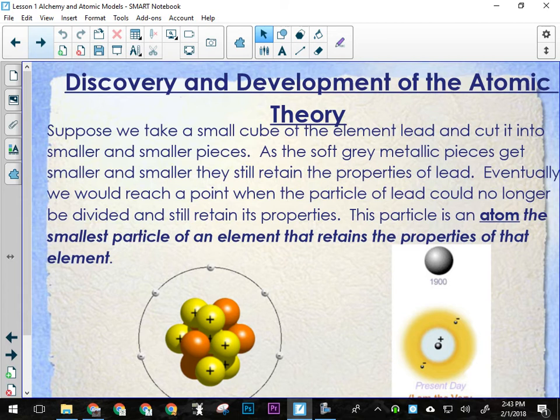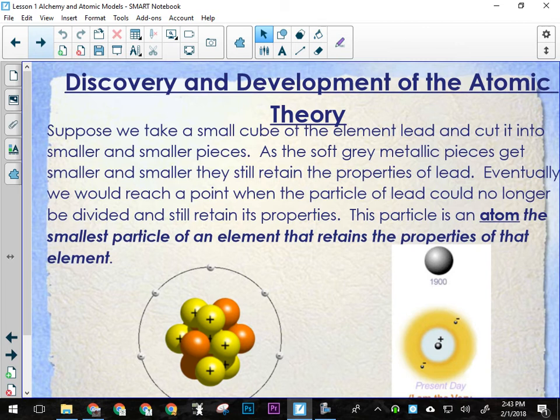If I kept cutting that, let's say I had a knife that could actually cut down to the point where I had single atoms, all those lead atoms would be the same, or essentially the same, and they would have all the same properties as a result. So an atom is the smallest unit of matter that still retains all the properties of that element. If I go any smaller than that, then I alter the atom and I change what I'm working on.